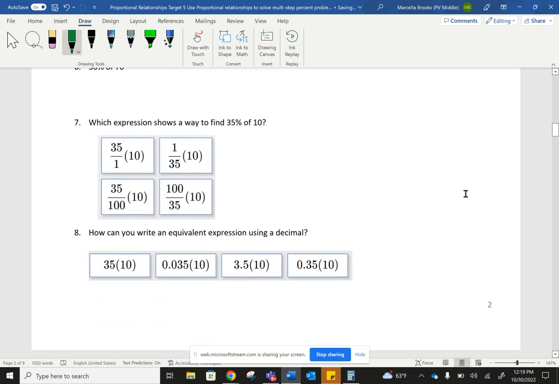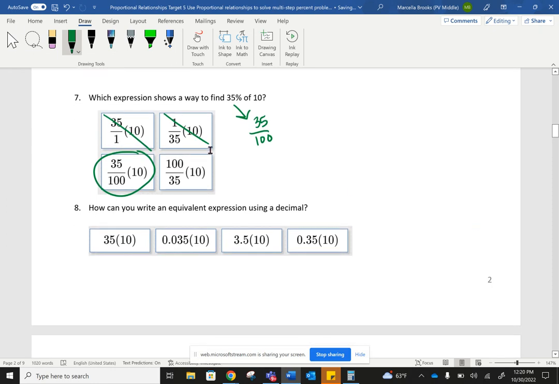All right, number 7. Which expression shows a way to find 35% of 10? So remember, we always have to turn 35% into a decimal, but this is going to show us a different way. Well, not a different way. Anyway, so is 35 over 1 times 10 the same as 0.35 times 10? No, it's not. Is 1 over 35 the same as 35%? No. Is 35 over 100 the same as 35%? Yes, it is, because that's how I write 35% as a fraction. 35 over 100.